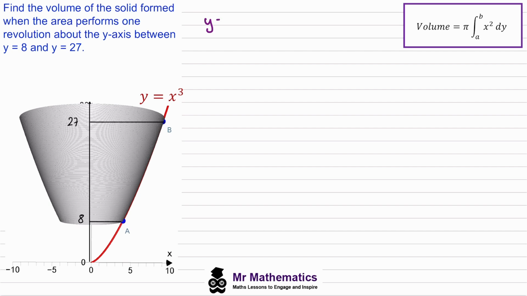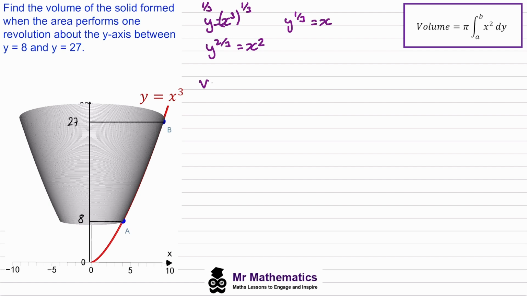So if y equals x to the 3, then we can take the power of 1/3 of both sides. So now we get y to the 1/3 will equal x. And to get x squared, all we need to do is square both sides. So y to the power of 2/3 will equal x squared. And it is this term which we're going to substitute into our equation.